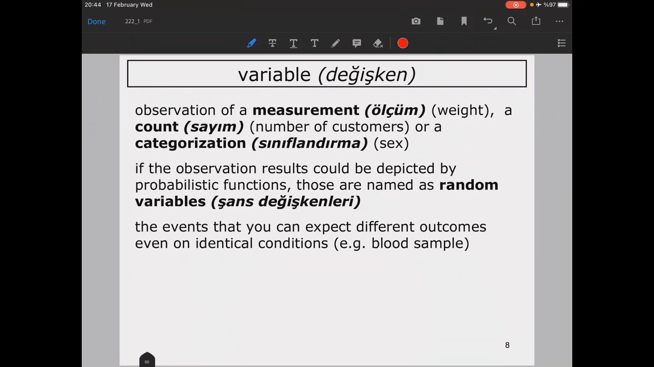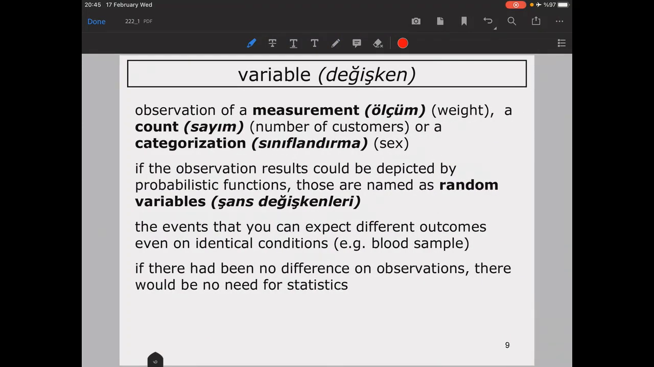The events that you can expect different outcomes even on identical conditions as well. I mean, it's very interesting, right? Suppose that you give a blood sample at, for example, a hospital, and the moment you give your blood sample, let's say it's 10 o'clock. Just 5 minutes later, give another blood sample, but they will not be identical results, right? It can change. The person taking it can be the same as well, but the needle's reach can be different. At that moment, the blood passing there at that time can be a little bit different. Even for the same person and even on identical conditions, you can expect different measurements. This is what we call random variables now.